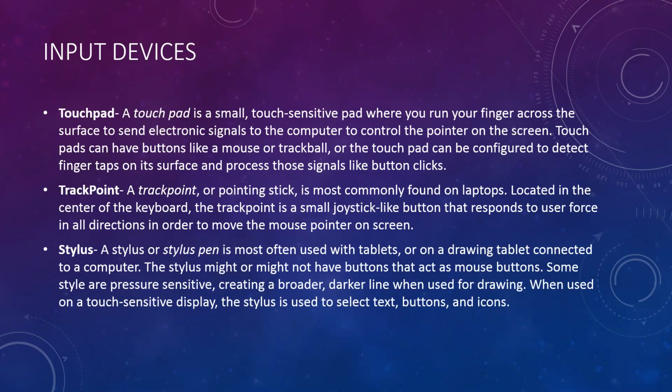Yung touchpad. Then we have the track point, a pointing stick, most commonly found on laptops, located in the center. So touchpad and track point are the same. So they are like a joystick button that responds to applied force in all directions to move the mouse pointer on the screen. Then we have the stylus. Stylus is a pen.